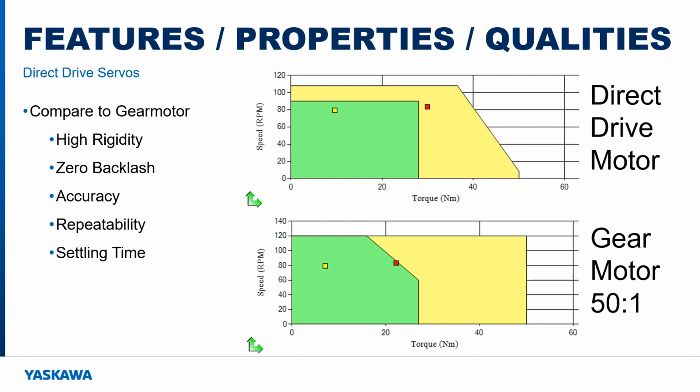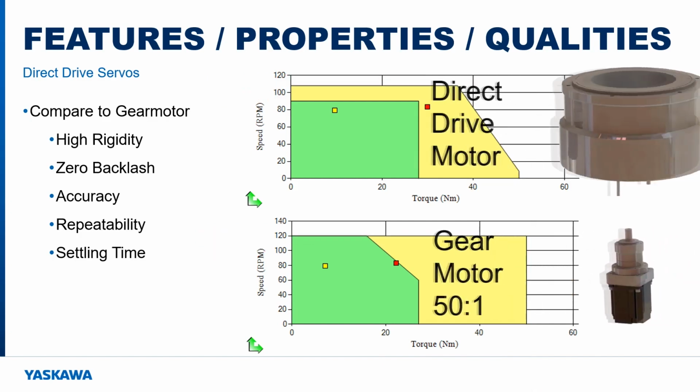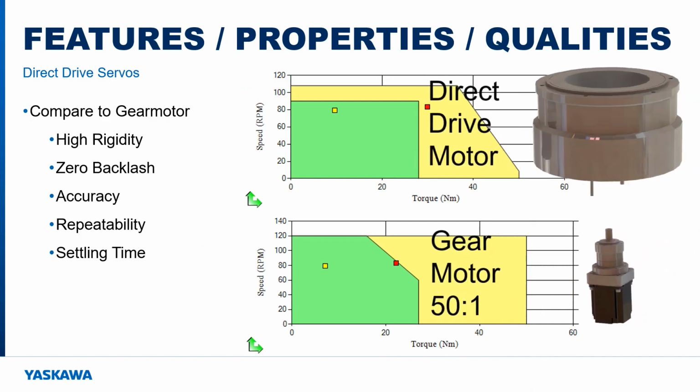These curves show the RMS and peak operation points for an application that would fit either a geared servo motor or a direct drive motor. Both motors have continuous torque up to about 28 Newton meters and peak torque up to about 50 Newton meters with a top speed just over 100 RPM. And here are the motors shown to scale. The direct drive motor is obviously much larger with a wide mounting flange.